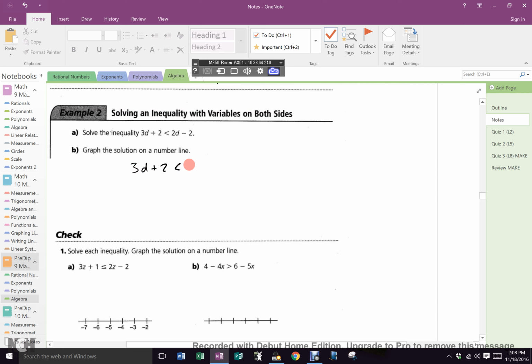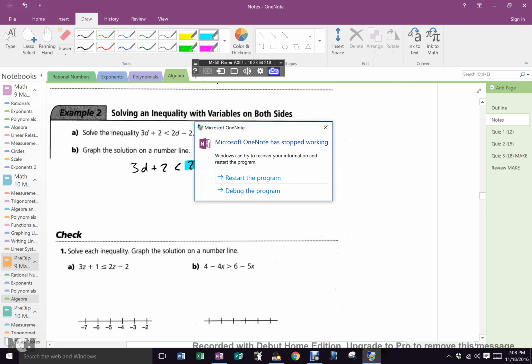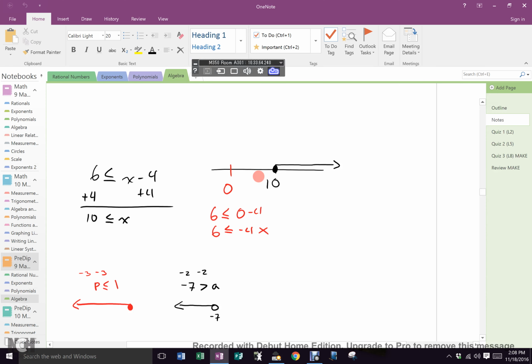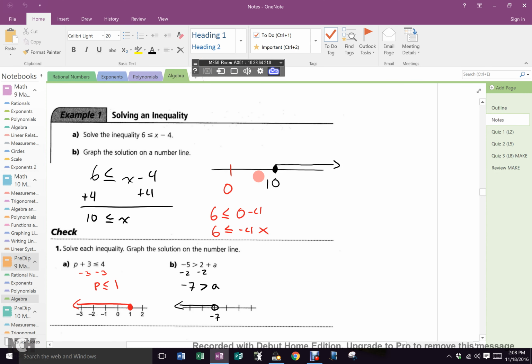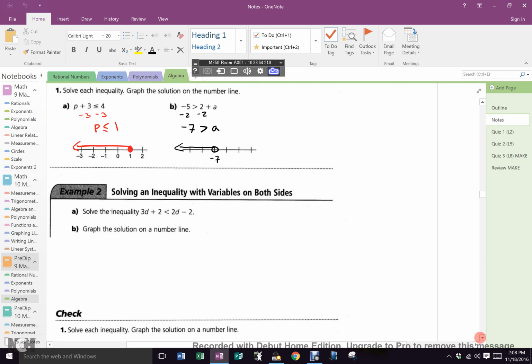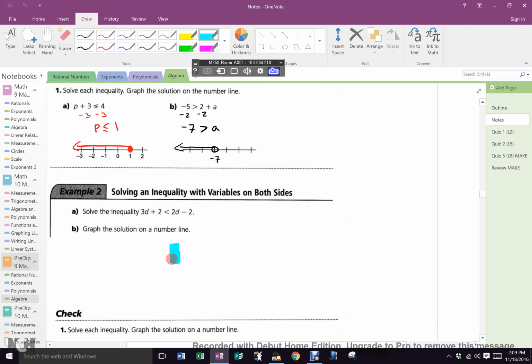3D plus 2 is less than 2D minus 2. What do I got to do? -2 on both sides and then -2D on both sides. Why 2D? Do you have to start with the letters? No. It'll be fine. Do you have to start with the numbers? No, you don't. It does not matter. Okay? Even that doesn't matter. It's just easier to move the smaller one.